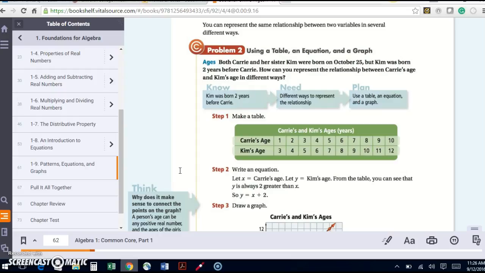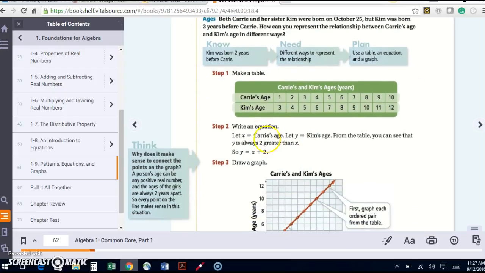So if we made a table, we know when Carrie was 1, Kim was 3. When Carrie was 2, Kim was 4. When Carrie was 3, Kim was 5, and so on and so forth. So each time I'm adding 2. So if I write an equation, I know that I'm just going to be adding 2 each time. So y equals x plus 2. So if x is Carrie's age and y is Kim's age, I know that all I need to do is add 2 to find out what Kim's age is.